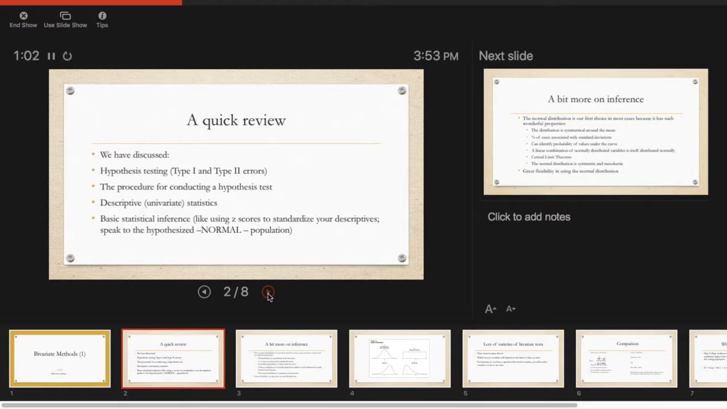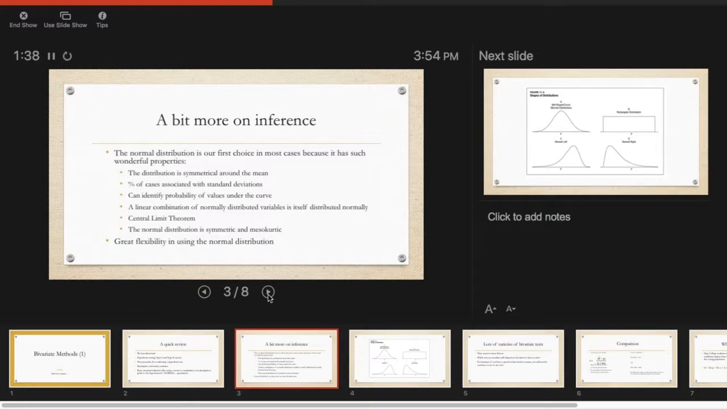And we've gone over some basic descriptive or univariate statistics, measures of central tendency and dispersion. We've also quickly introduced the concept of statistical inference. And we've done this in part by focusing on the properties of a normal distribution, but we've also used things like z-scores to standardize our descriptive data, which allows us to speak to that normal population that lies underneath.